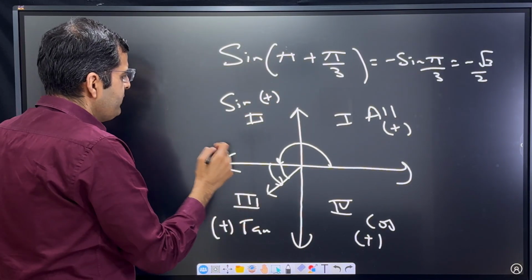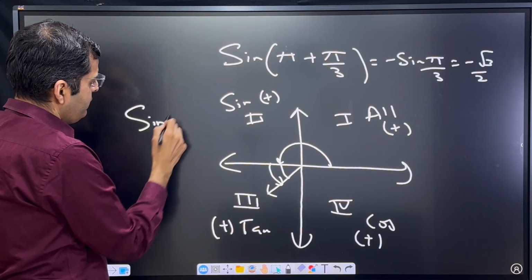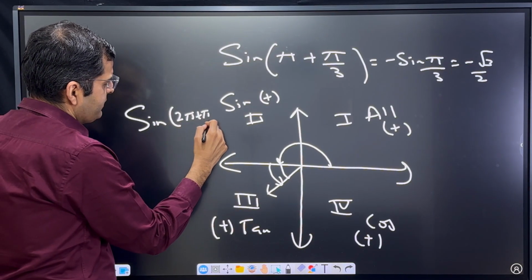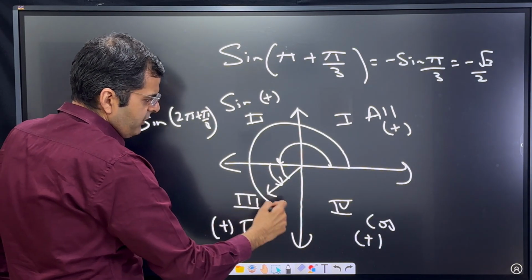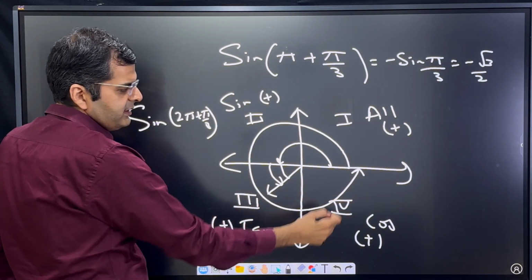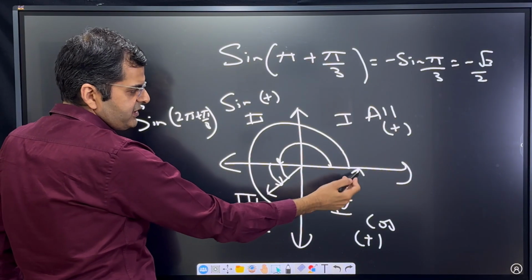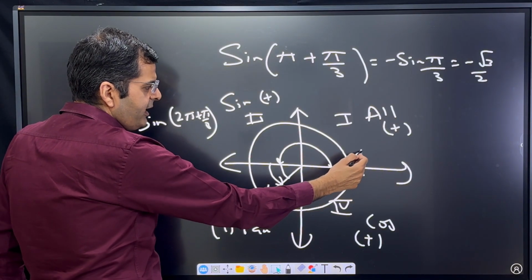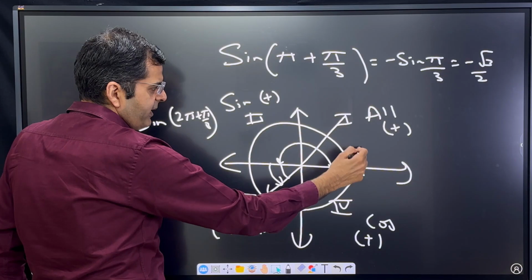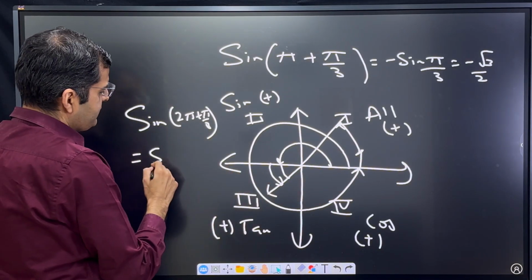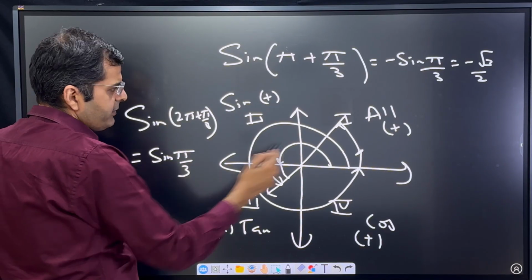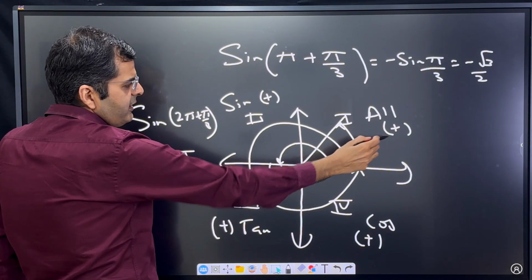Similarly, let's say we need sine of 2 pi plus pi by 3. From here, going 2 pi means I'm back at the origin from where I started, and then again I add pi by 3. So add this pi by 3 here. So sine of 2 pi plus pi by 3 is nothing but sine pi by 3, because all of them are positive here, so it is positive.